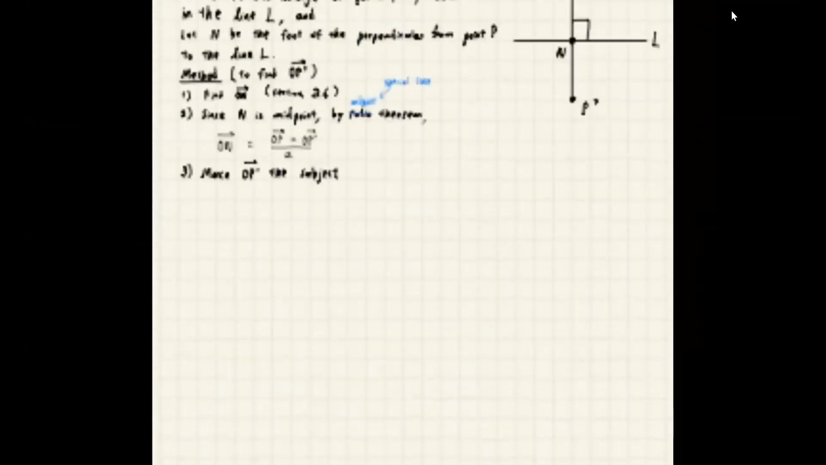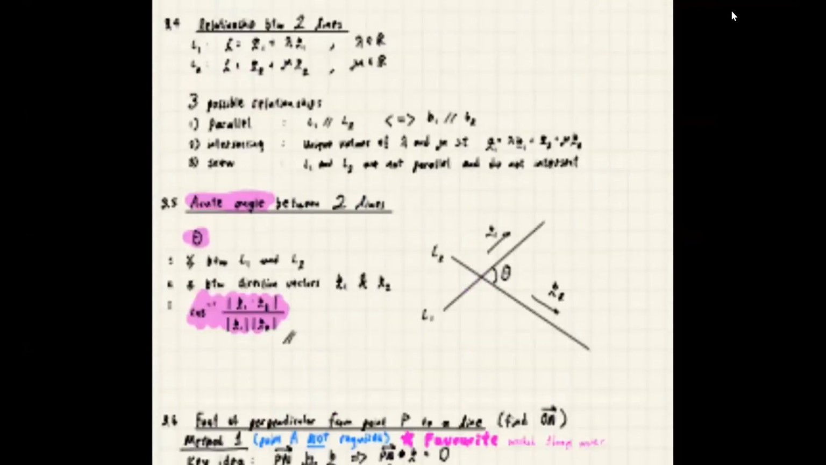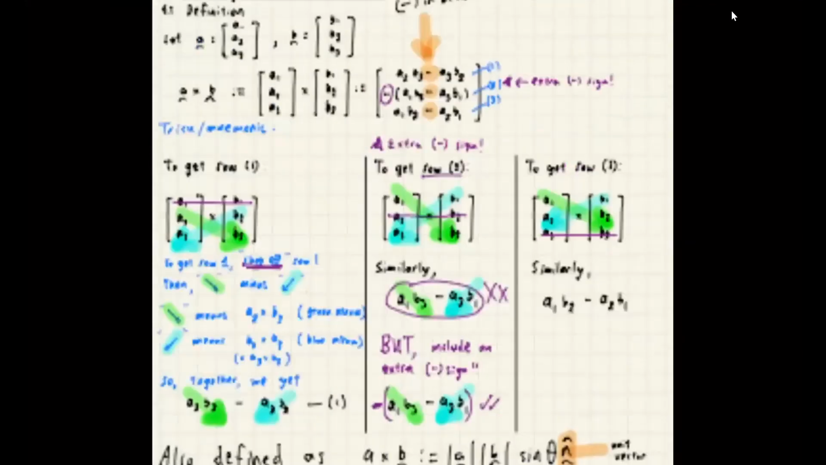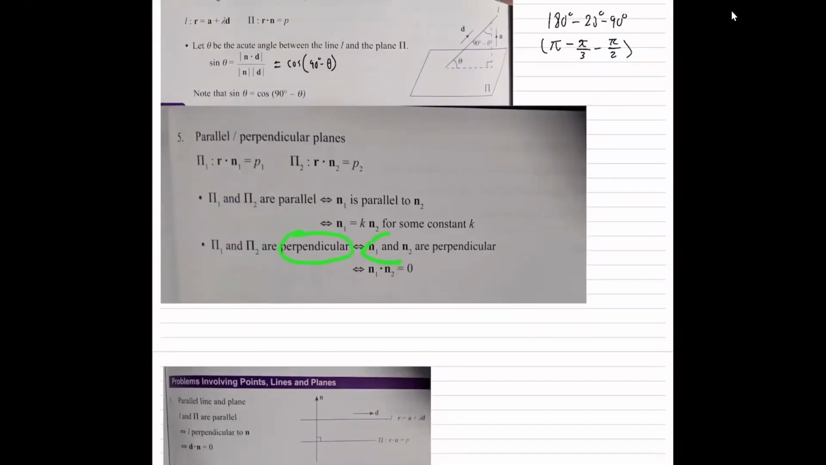Now we move to the next point, which is about perpendicular planes. If they are perpendicular, it means that n1 and n2 are perpendicular. This one I don't have a picture for, so let me just draw one over here.